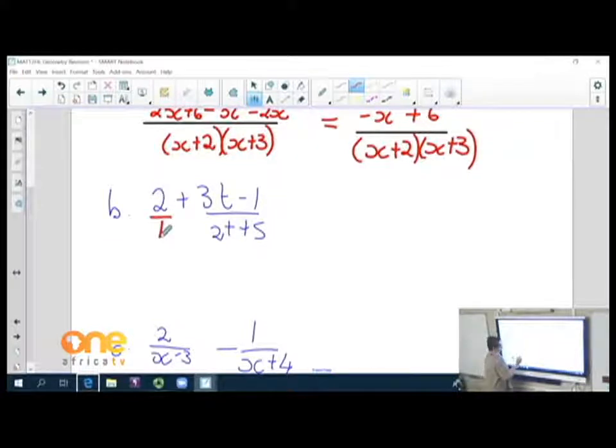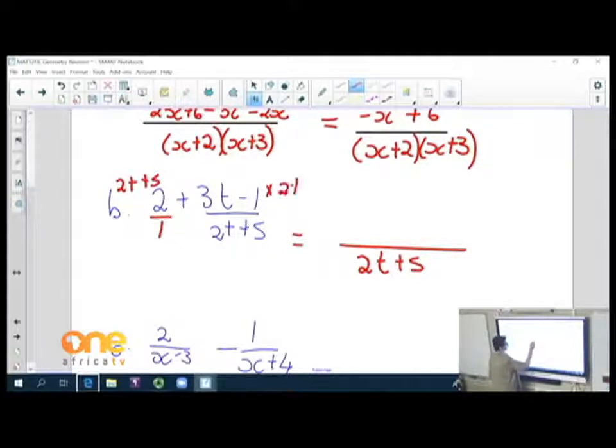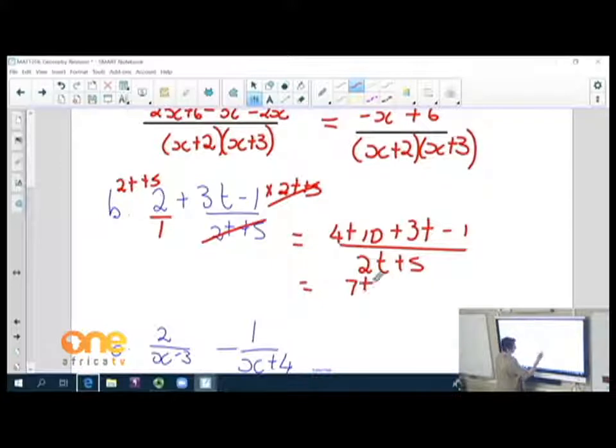So the LCM is 2t plus 5. So your LCM is 2t plus 5. So if I multiply now with 2t plus 5 and multiply with 2t plus 5, then here it will be 4t plus 10. Here we're going to cancel, so it's plus 3t minus 1. And now we just add our like terms. 4 plus 3 is 7t. 10 minus 1 is plus 9 over 2t plus 5.